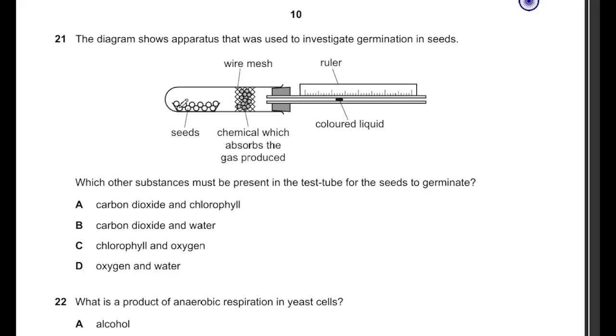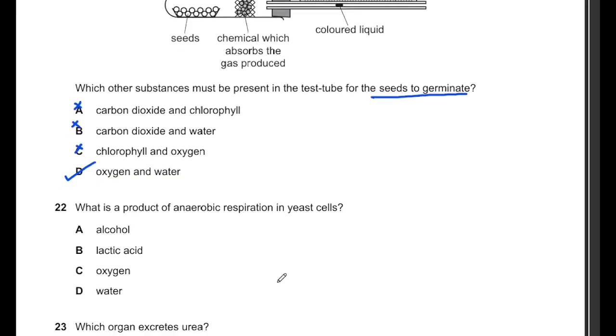Fine. Okay, so which other substance must be present in the test tube for the seed to germinate? So for a seed to germinate, what is the requirement for germination? Is it chlorophyll? So this option is wrong. Is it carbon dioxide? No. Chlorophyll and seed, never. So O2 and water is the most important thing for the germination of the seed.